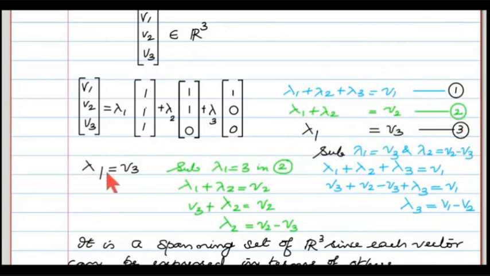From the third equation, we get lambda 1 equal to v3. Substituting lambda 1 equal to v3 in the second equation, lambda 1 plus lambda 2 equals v2, so v3 plus lambda 2 equals v2, and lambda 2 equals v2 minus v3. So we got the values of lambda 1 and lambda 2. We can substitute them in the first equation to get the value of lambda 3. Substituting, we get lambda 3 equal to v1 minus v2.